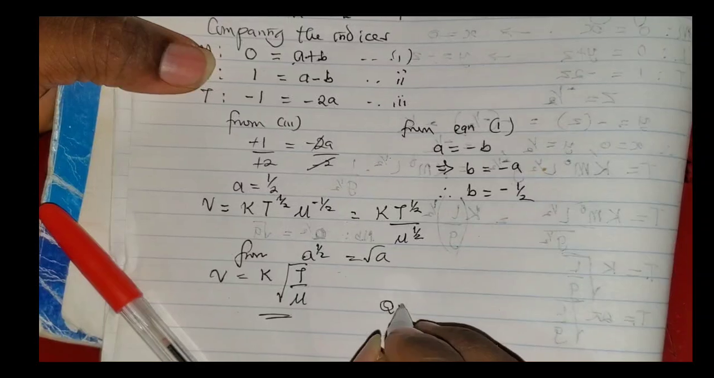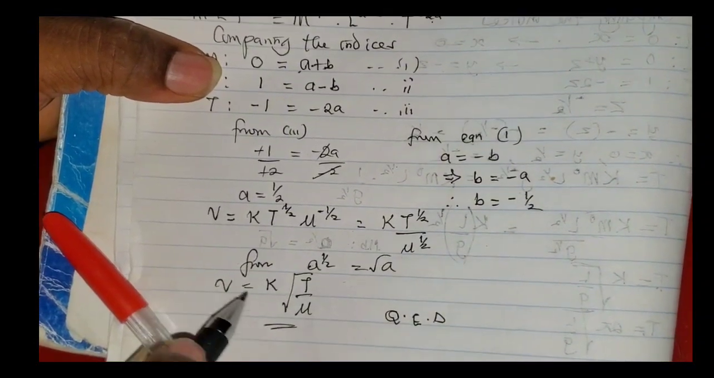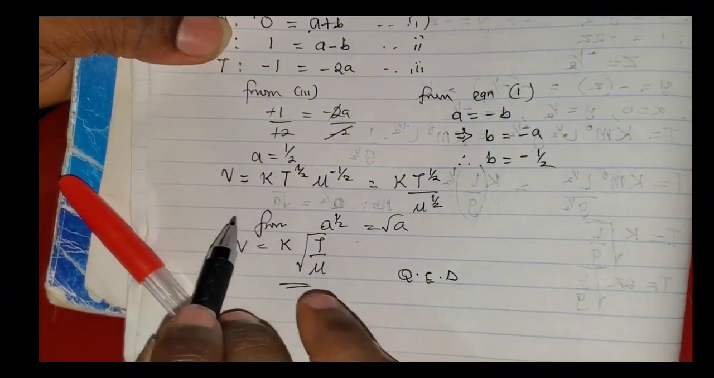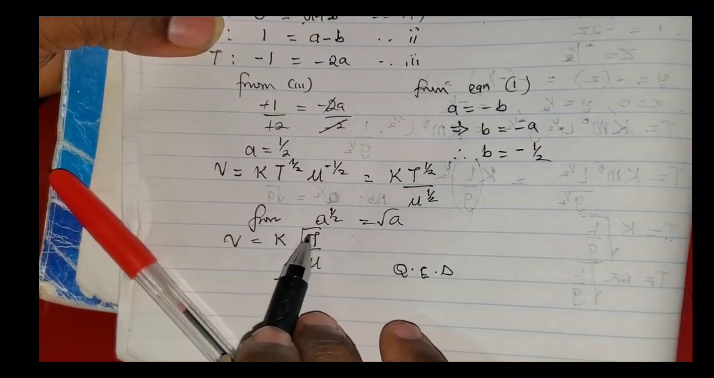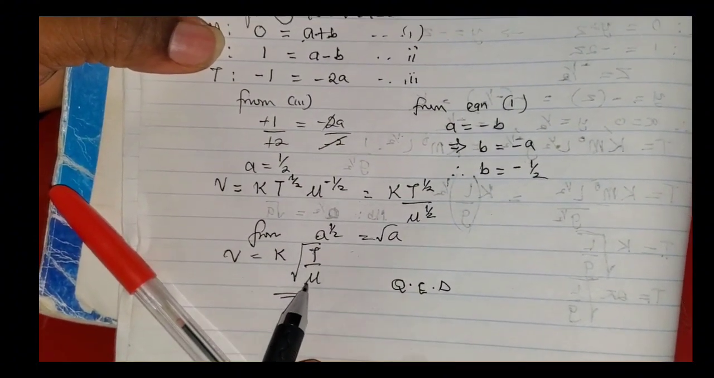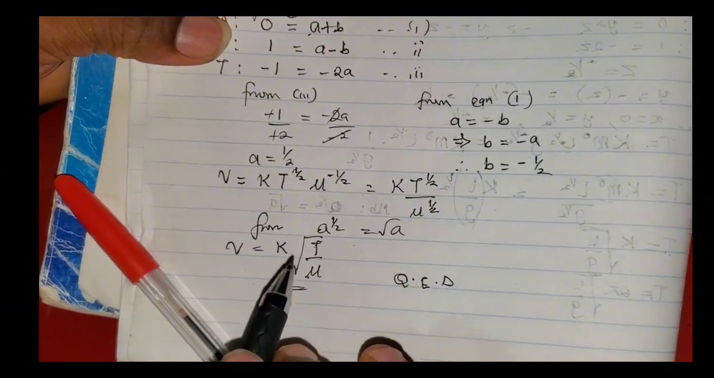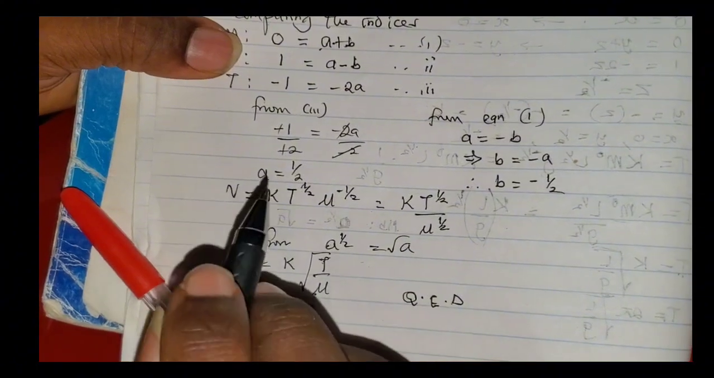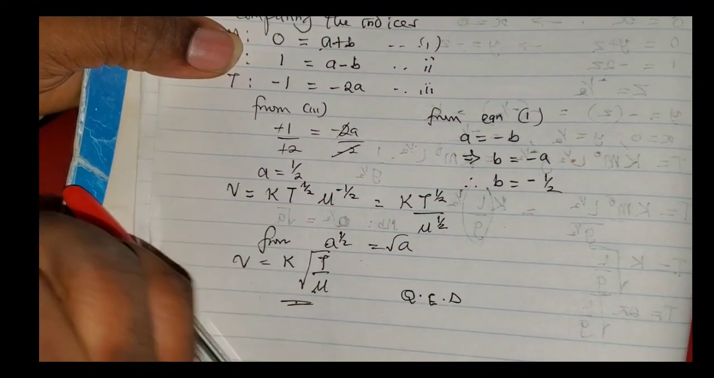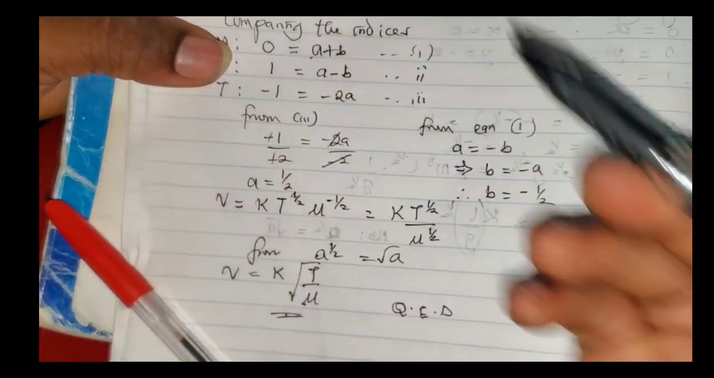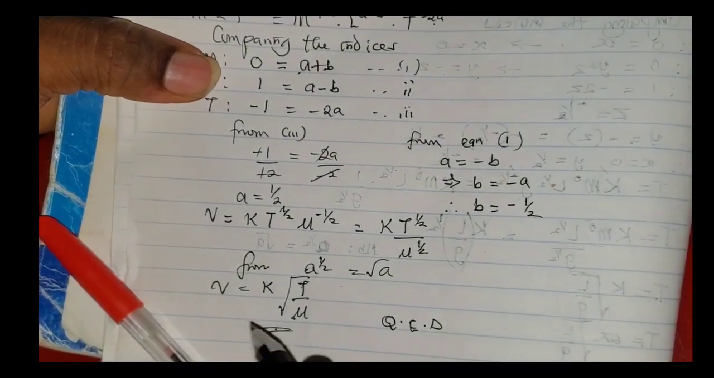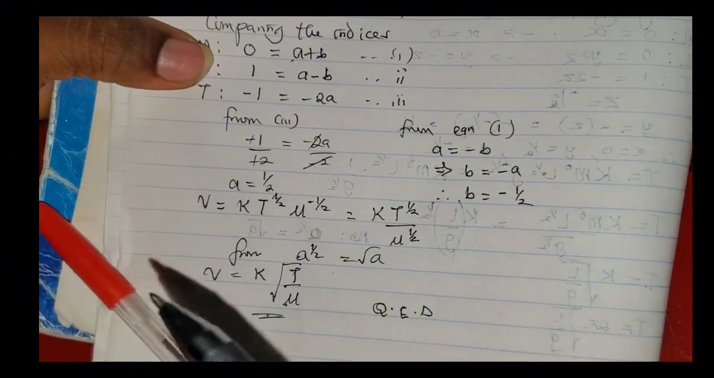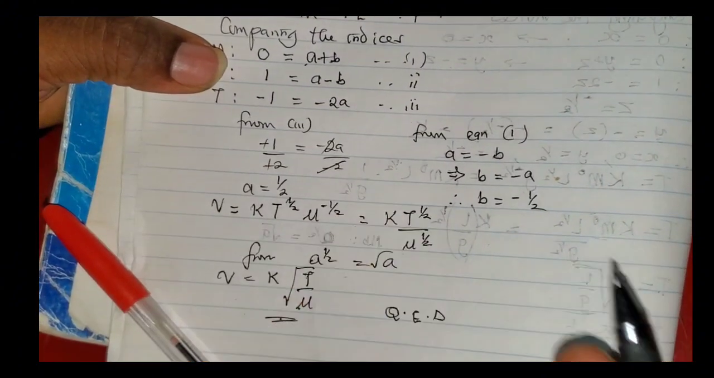Therefore, quite easily done. We have been able to derive the equation for the velocity of a wave in a stretched string, which depends on the tension and the mass per unit length of the string. So this is just a way of using dimensional analysis to derive the velocity of this particular wave.